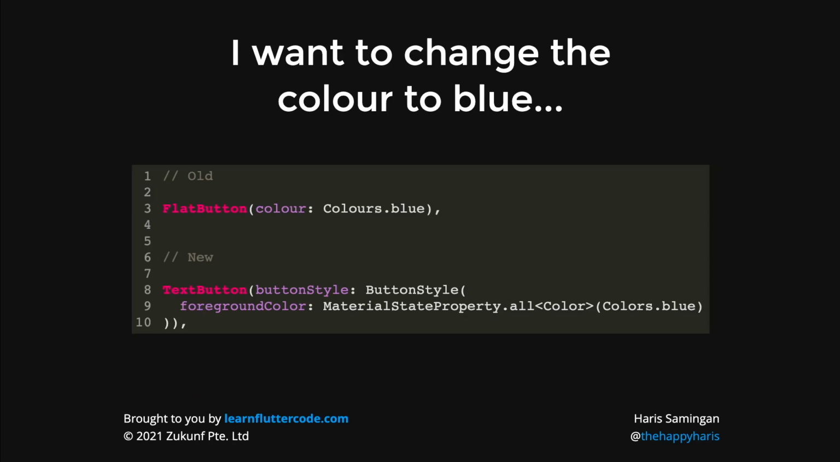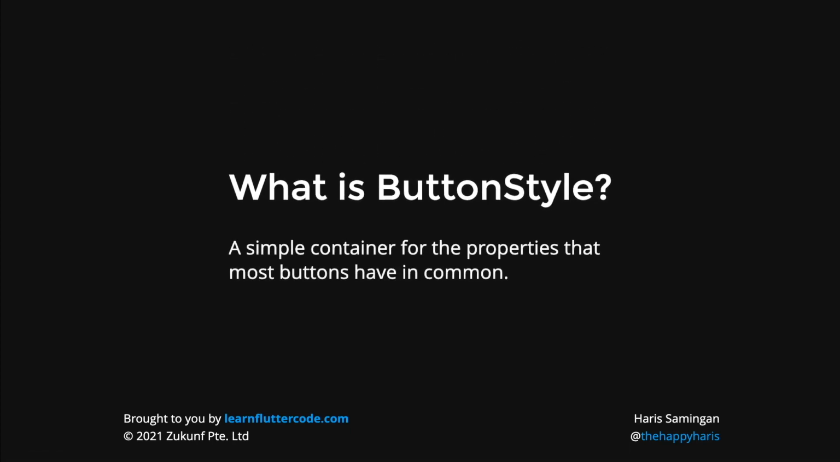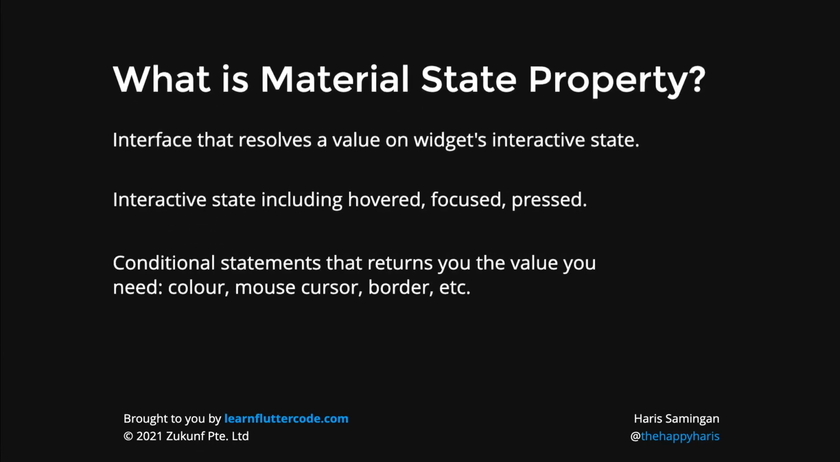So let me share with you what button style is. You can think of a button style as a text style for your text widget. It's the same thing with your button widgets. So you could say that it is a simple container for the properties that most buttons have in common. So what about material state property? It is an interface that resolves a value on the widget's interactive state. Interactive states include when it's hovered or focused or pressed.